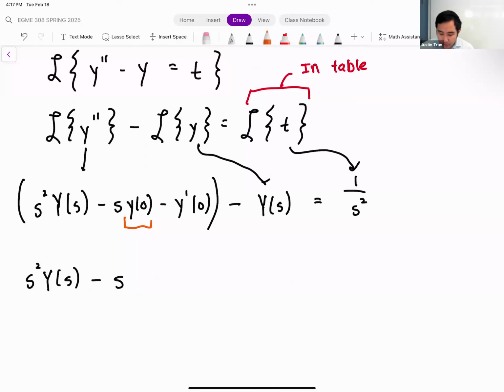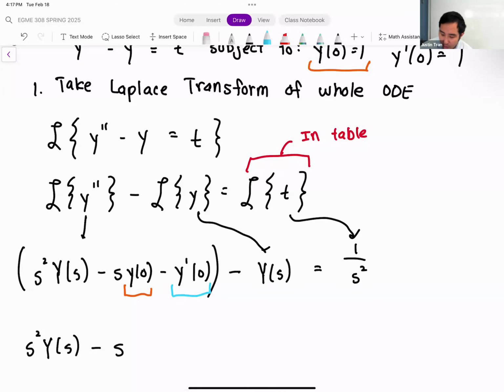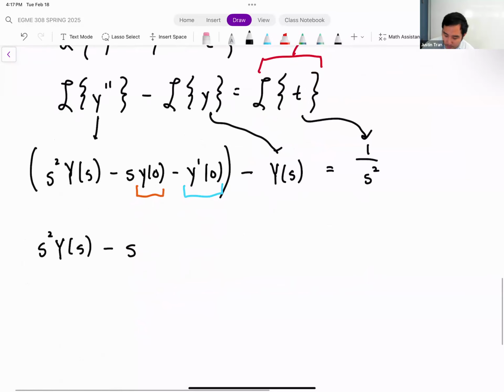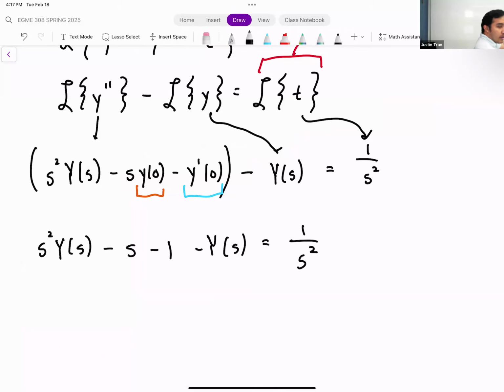The other initial condition that we know is y prime of 0, which we know from the problem is also equal to 1. If we plug that in, we get minus 1 minus Y of s is equal to 1 over s squared. All right, any questions on how we got to this point? Okay, good.